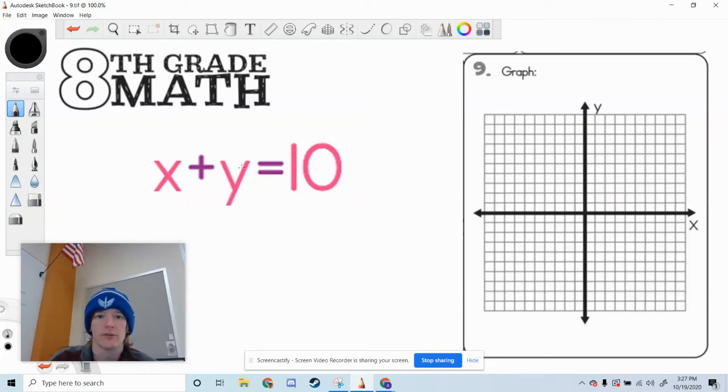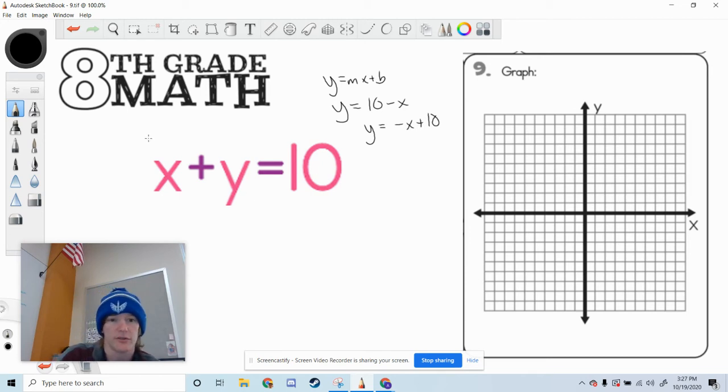All right, number 9, we need to graph this equation. We can do this in a couple different ways. One way would be to turn it into y equals mx plus b. We could turn it into slope-intercept form. In order to do that, we'd have to subtract x from both sides. We'd end up with y equals 10 minus x. And in other words, it'd be y equals negative x plus 10.